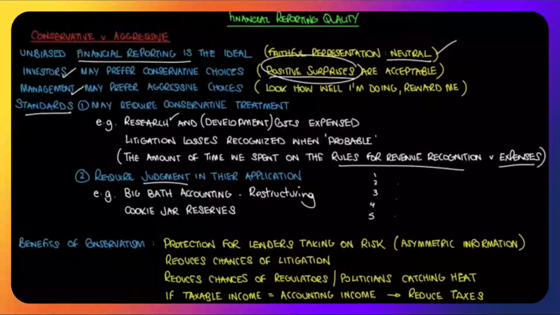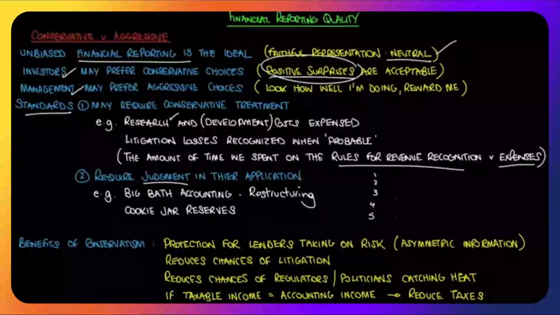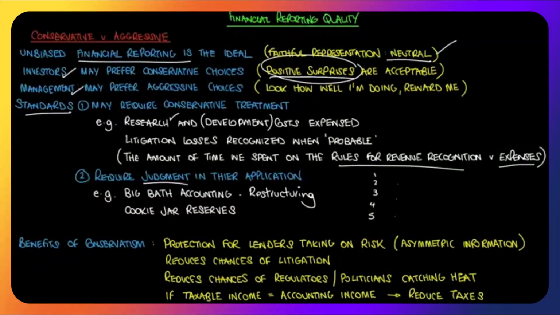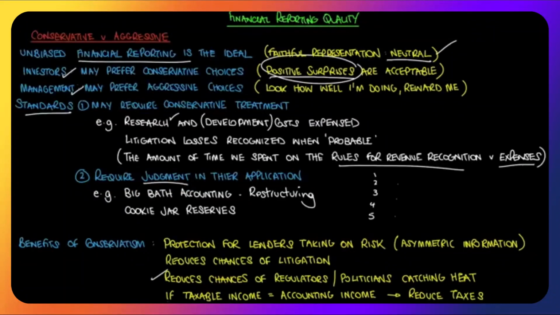It comes back to the same sort of idea. It reduces the chance of litigation. You're not going to get sued for reporting profits that are too low in most cases. It's usually because it's too high. Same for regulators and politicians. They don't want you to be overstating profits. Nobody's going to bat an eyelid if you think it was slightly too low. And in some countries, taxable income is equal to accounting income. So there's a tangible cash benefit to being conservative.